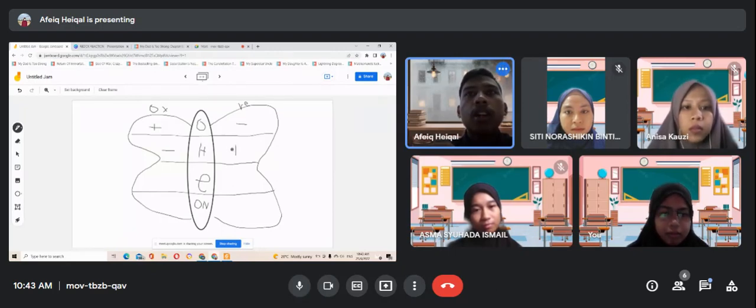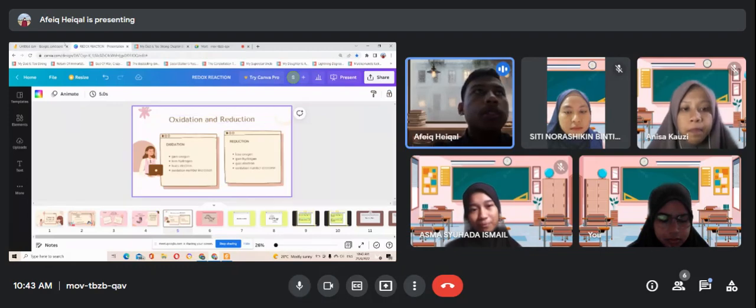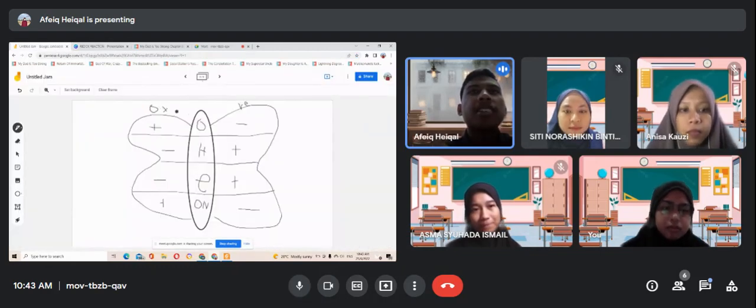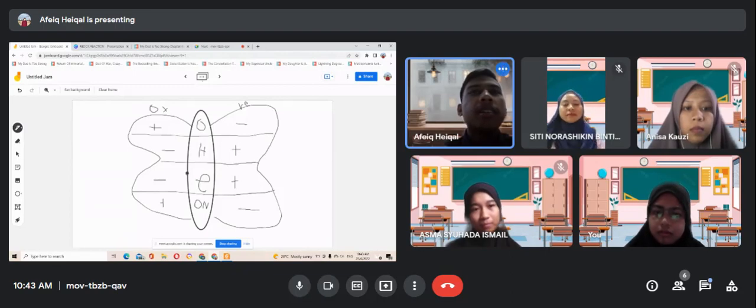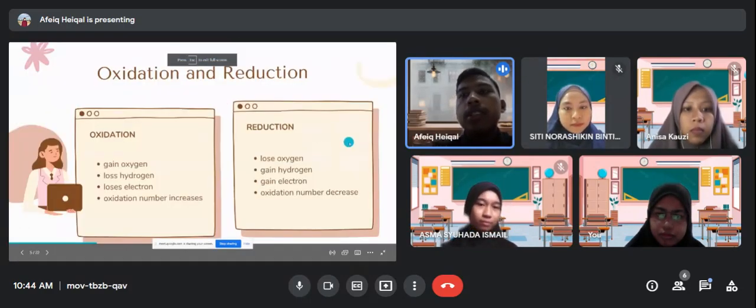Oxidation will lose electron, so it becomes negative, which is lost electron, and reduction will accept the electron, which we write as plus. For oxidation number, oxidation is increasing, so plus, and reduction will decrease, so minus. If you find it hard to remember this, you can write a mind map like this so you can remember easily. Okay, done for oxidation and reduction. We proceed with the examples.